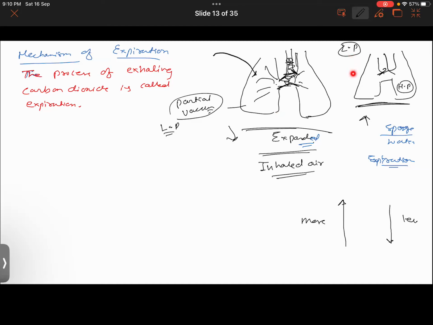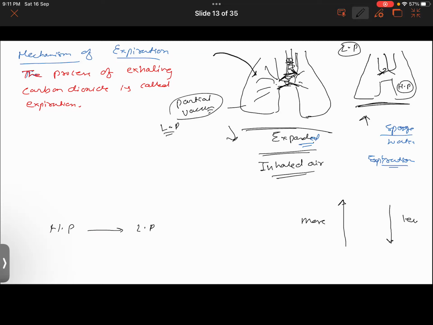Yeah, look here. In the case of expiration, the law of nature says that there will be a movement of molecules from high pressure to low pressure region. Yes, sir. There will be movement right now. So if this happens, do we need to apply some energy? Do you need to put extra effort in it?